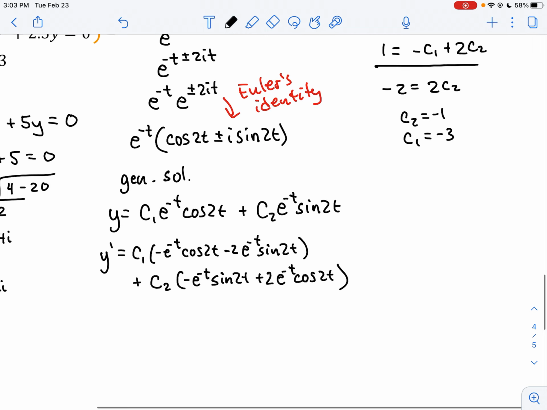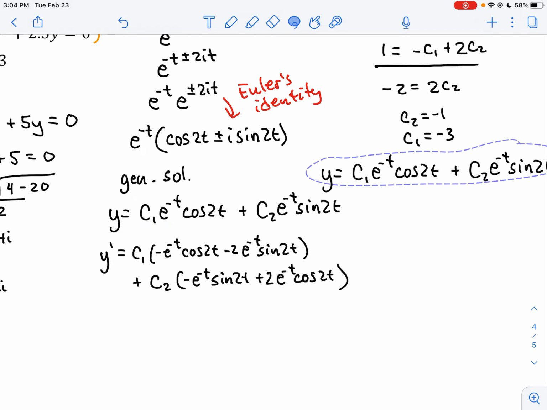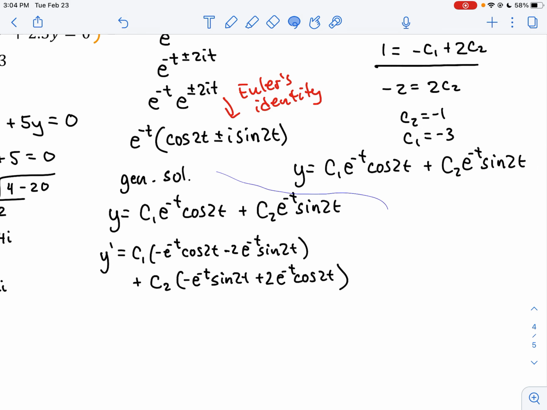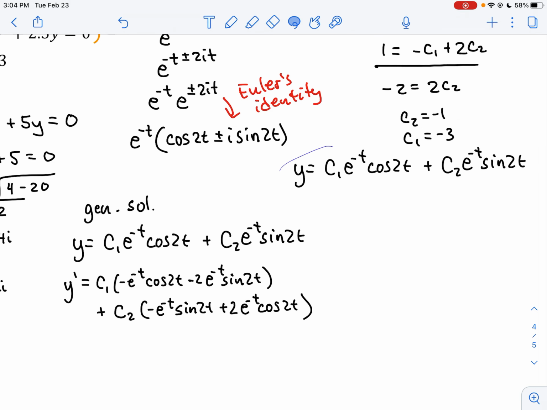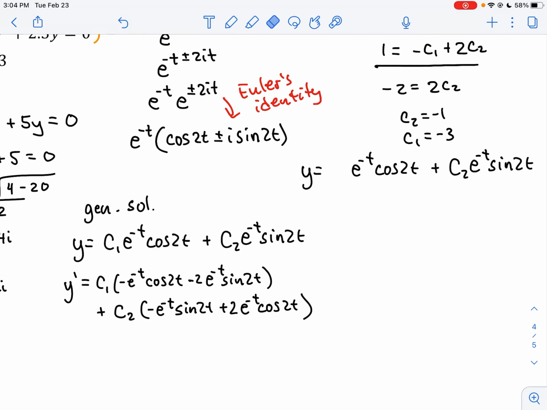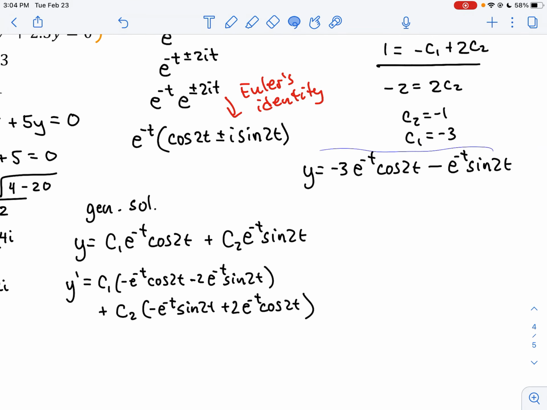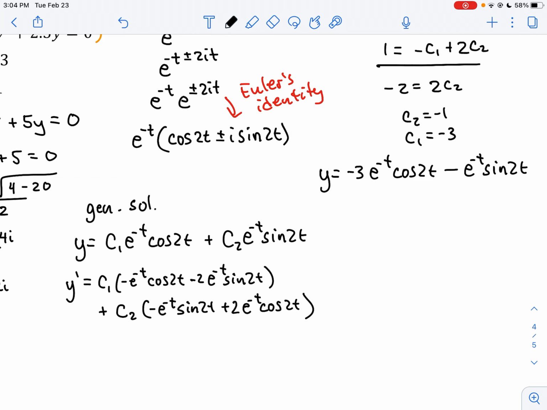All right, so now we're ready to get our particular solution. And it's really just going to be this. Better see if I can create some room here for us. Put the general solution down a little bit so these don't overlap too much. And we are going to change our c1 and our c2. c1 is negative 3, and c2 is negative 1. So I'm just going to make this be subtract and move this in a little bit closer. And right there is our particular solution.